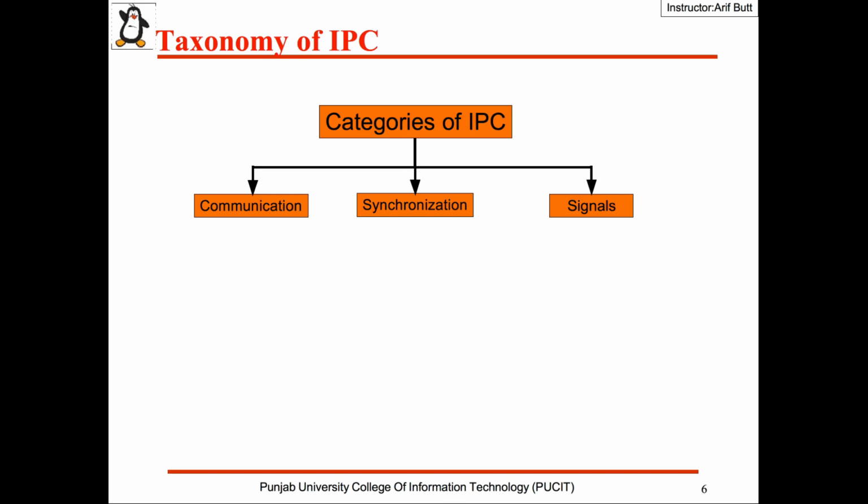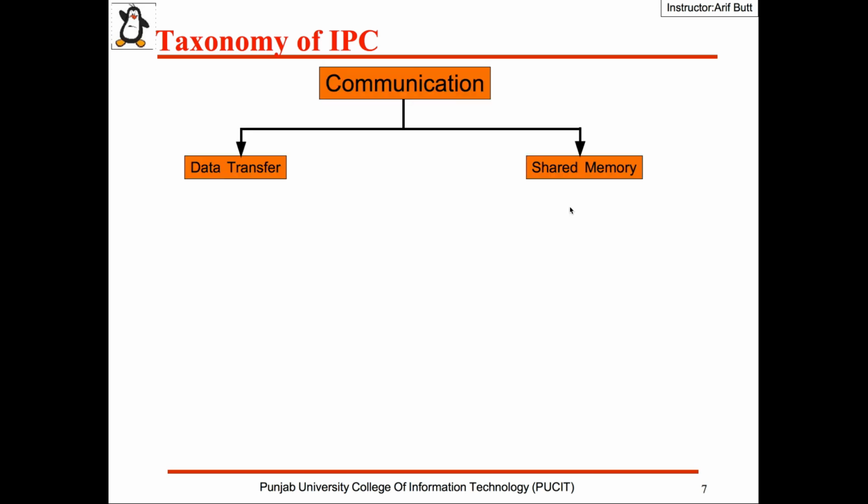Well, dear students, the subject of inter-process communication can be divided into these 3 main categories: communication, synchronization, and signals. Let us discuss them one by one. Okay, the communication category can further be subdivided into 2 flavors: the data transfer and the shared memory. In data transfer, all the data transfer techniques have destructive read semantics, and the synchronization between the reader and writer processes is implicit, that is handled by the operating system kernel.